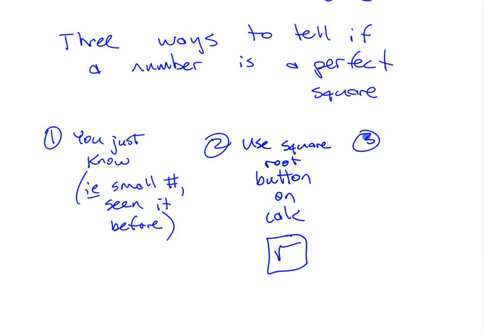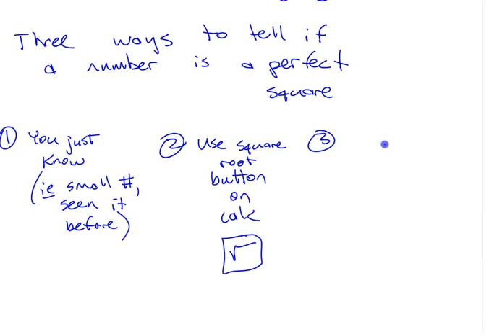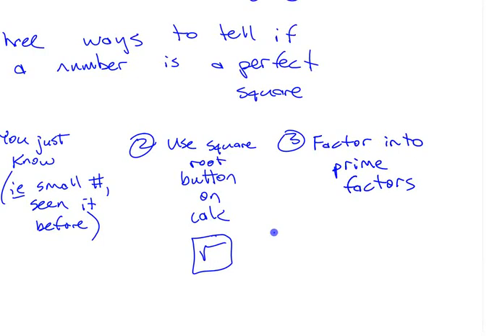What's way number 3? And this one you have to be able to do. It's the hardest of the 3 because you got to do lots of factoring, but what's the third way you can tell? Yeah, split it up, divide it up, find out all its factors. Factor the number into prime factors. And how do you decide from that whether it's a perfect square or not?